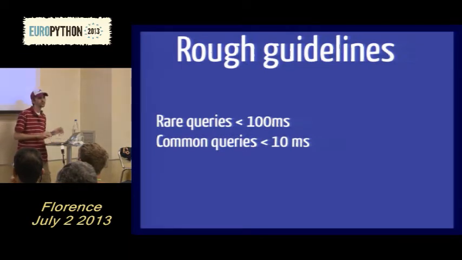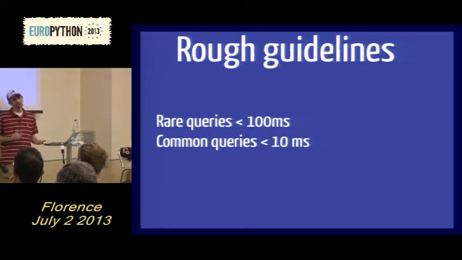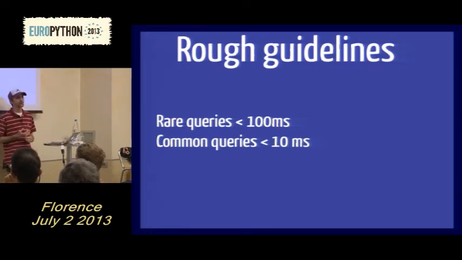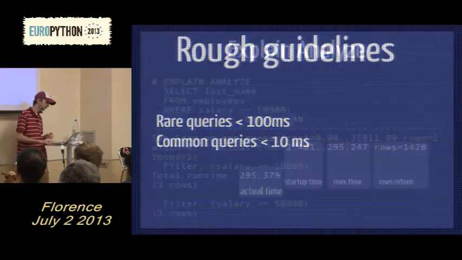For some really rough rule of thumb, if you're building a web application, these rules apply there. If you're building another type of application, if you're building a reporting application or something entirely different, throw this out the window and find your own recommended guidelines. But for most web applications, rare queries should be under 100 milliseconds. Common queries should be under 10 milliseconds. And I'll actually typically aim for around 1 millisecond on my really common queries.